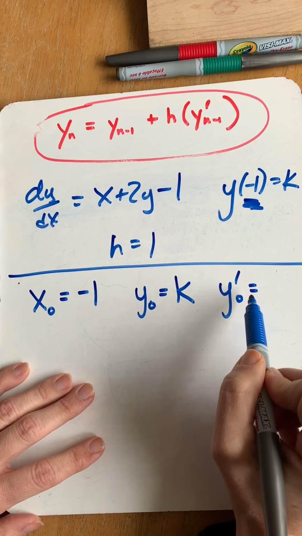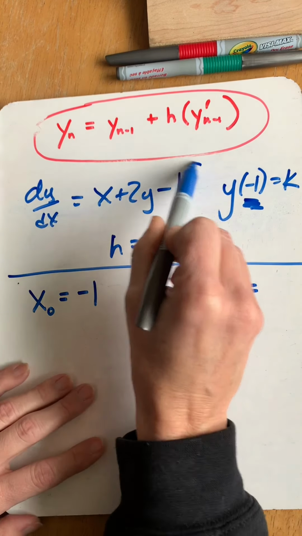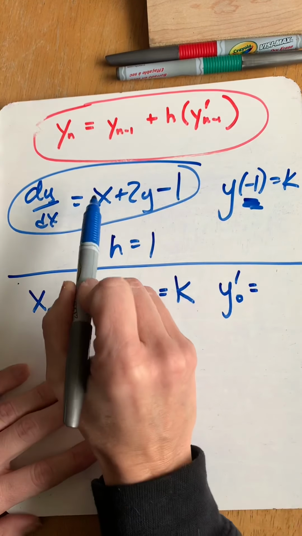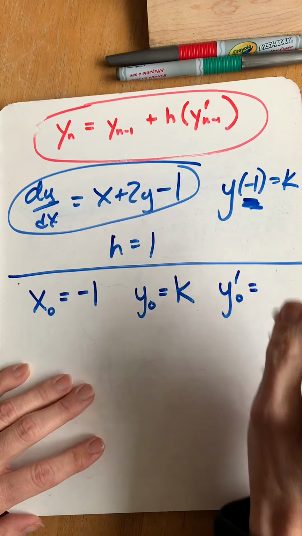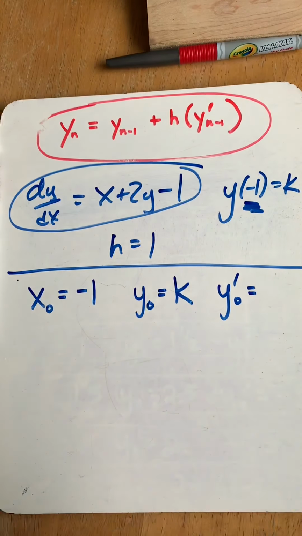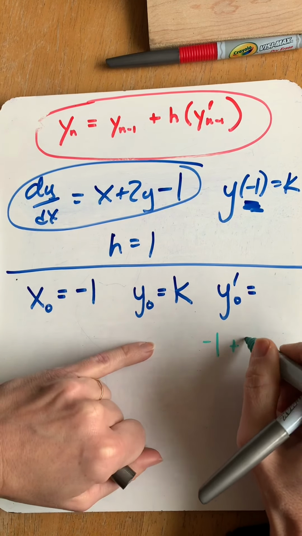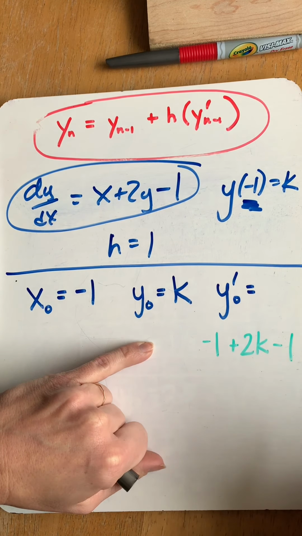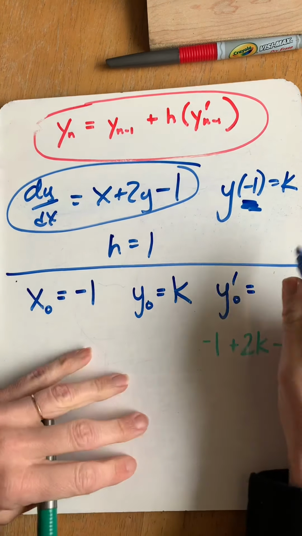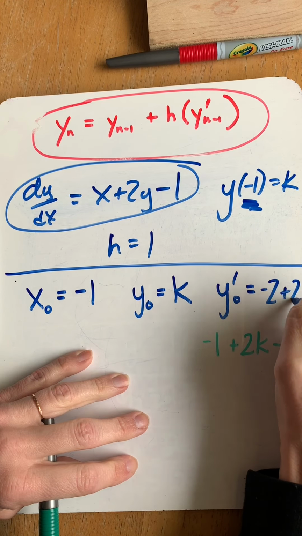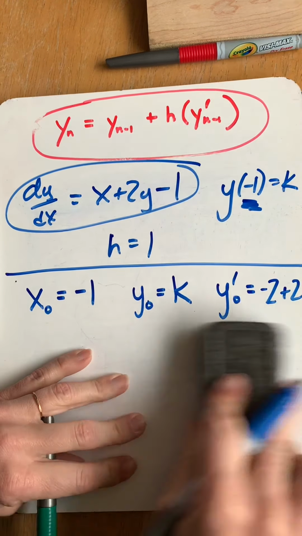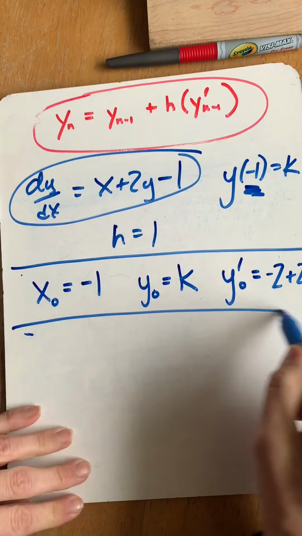so the derivative is here, and it's going to be x plus 2y minus 1. So that's going to be negative 1 plus 2 times y minus 1. So that derivative for us is going to be negative 2 plus 2k. Okay, let's see what that does.